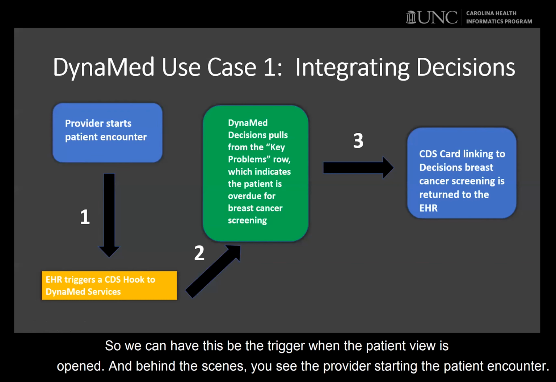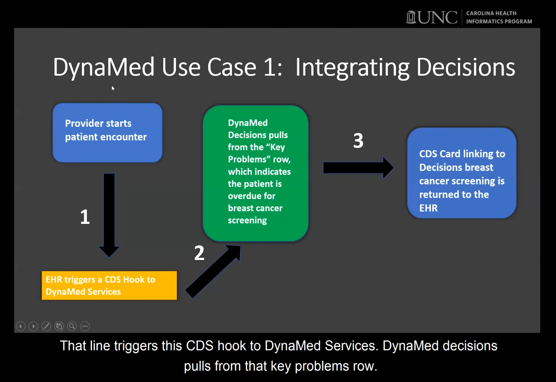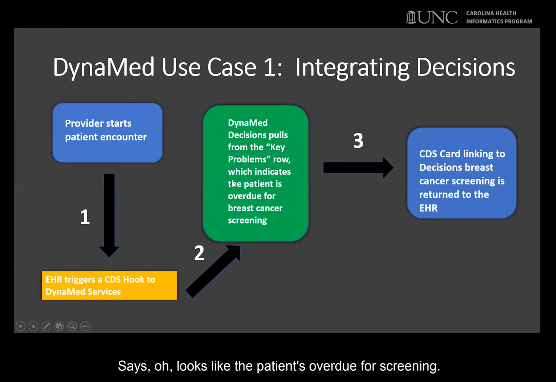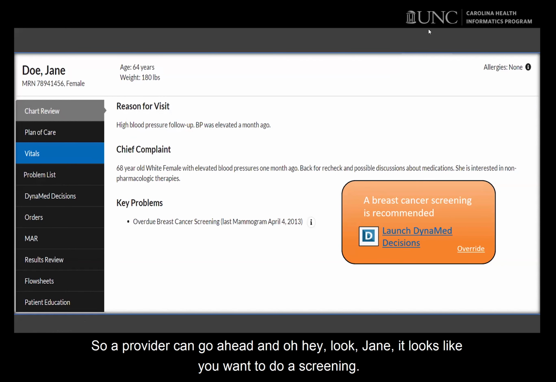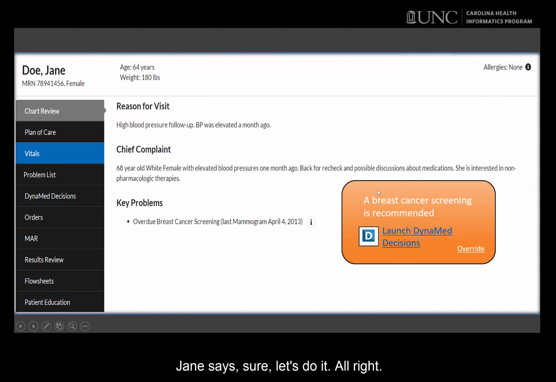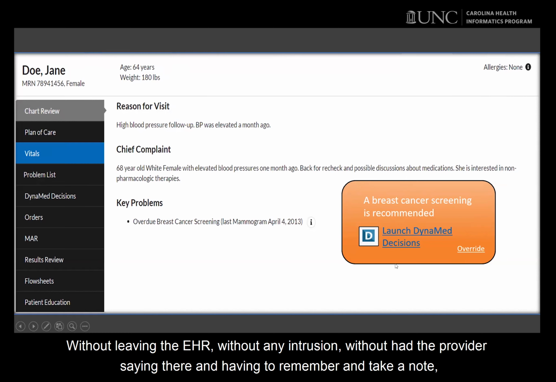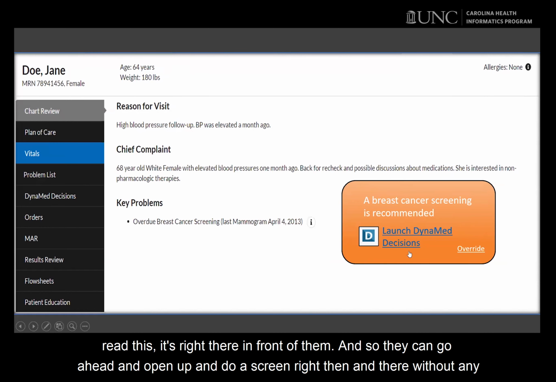And behind the scenes, you see the provider starting the patient encounter. That triggers a CDS hook to DynaMed services. DynaMed Decisions pulls from that key problems row and says, it looks like the patient's overdue for screening, I have a tool that can help with that. And it returns a card that links breast cancer screening directly into the EHR. So a provider can say, hey Jane, do you want to do a screening? Jane says, sure, let's do it. Without leaving the EHR, without any intrusion, without the provider having to remember and take a note, it's right there in front of them.